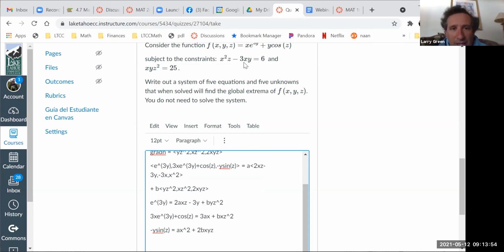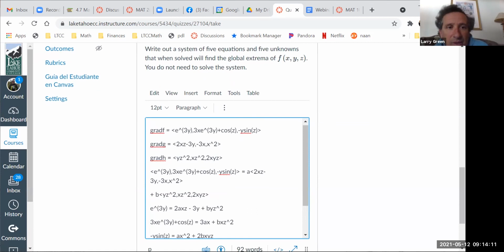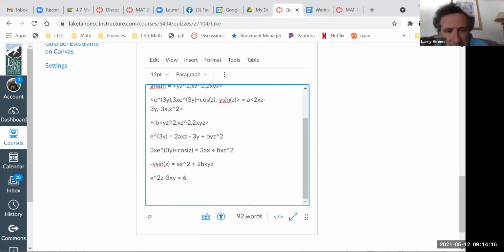X squared z minus 3xy equals 6. And then the second one, or the last one, is xyz squared is 25. Okay, so 5 equations, 5 unknowns.